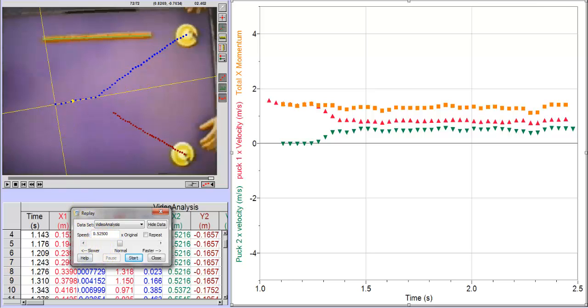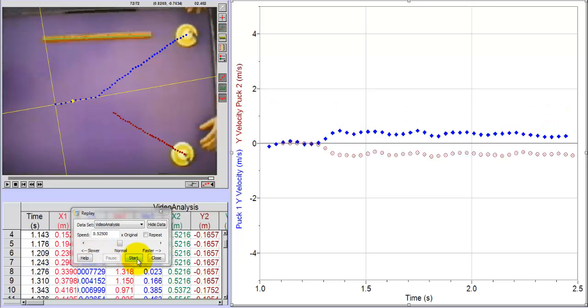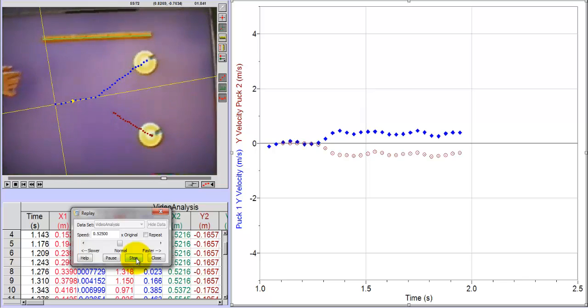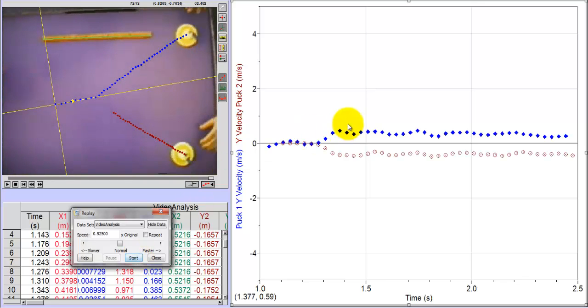Now we're going to repeat the same thing. We're going to look in the y direction. Let's take a look in the y direction. You can see before they collided, the y velocity was 0, or essentially 0, and then after the collision, the one has a positive y velocity, that would be the blue one up here, and the second one has a negative y velocity. They're moving apart from each other.